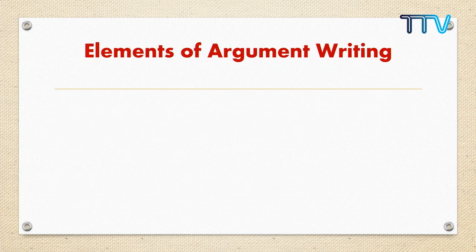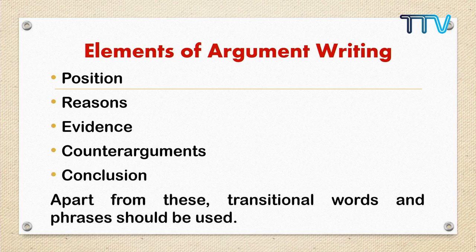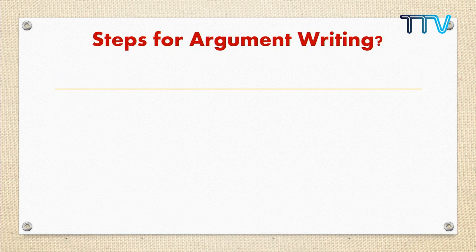Common format: put your position, your reasons, your evidence, counter arguments. Unlike persuasive and opinion writing, here you have counter arguments, which means in a way you try to look through the angle of the viewers or the readers as well, not just your side. What if the reader thinks that way? What do I have to say? That is your counter argument. And then conclusion. Transition words and phrases, of course, are required.